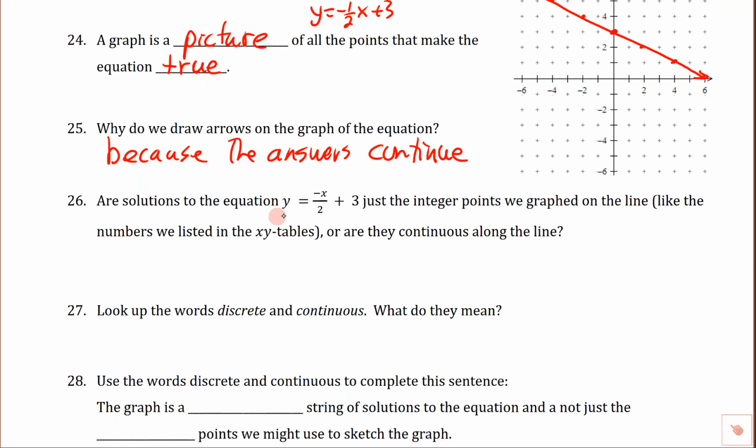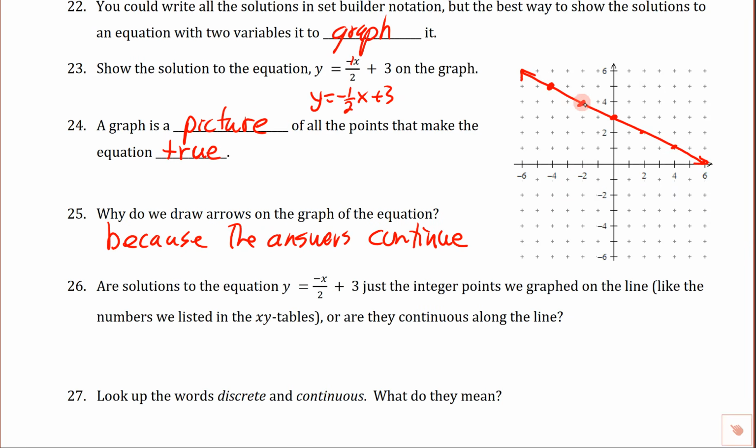Now, are the solutions to the equation y equals negative x over 2 plus 3 just the integer points we graphed on the line? Just these dots that we did right here? Or are they continuous all the way along that line? So is it every single one of them in between there? In fact, if we were to zoom in here, there's really a ton of points right there. Well, it really is continuous along that line.